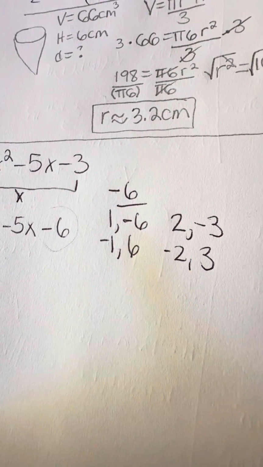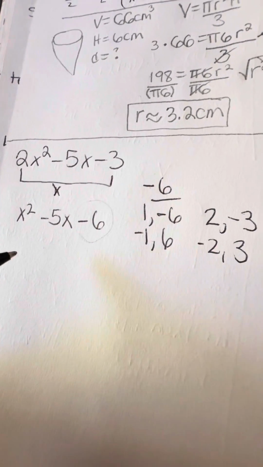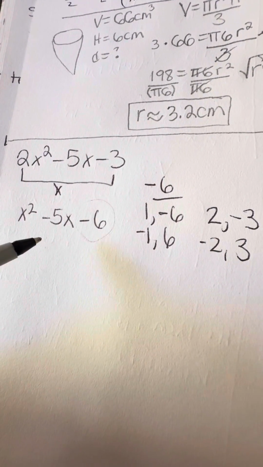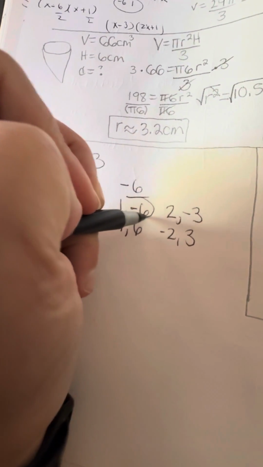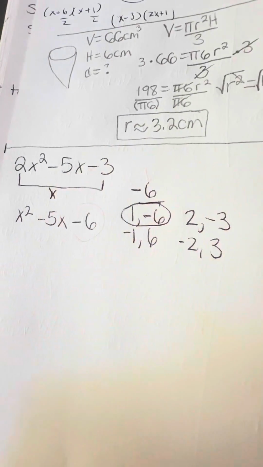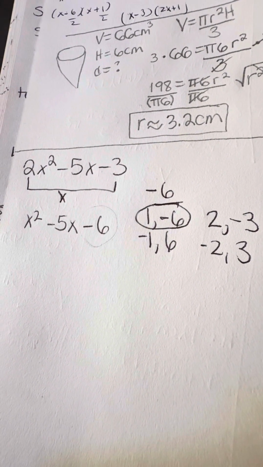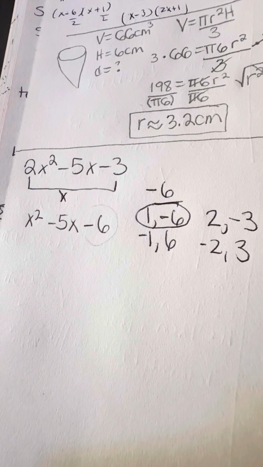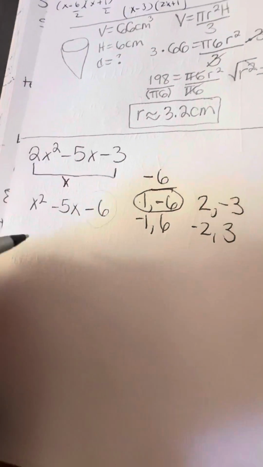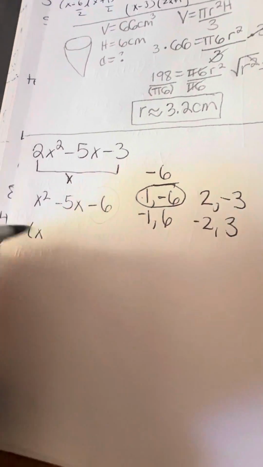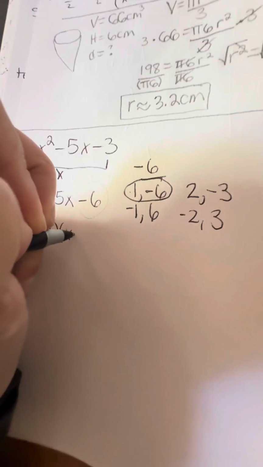Now I'm looking for the combination that gets me that -5. They add up to -5. The only set that adds up to a -5 in this case is going to be this set right here. So those are the 2 numbers that we're going to be working with. We're going to set up our binomials just like that. This is a +1. This is a -6. So we are going to put x plus 1 and then x minus 6.